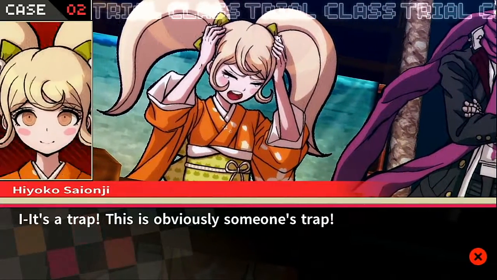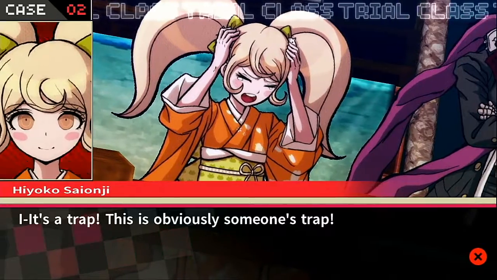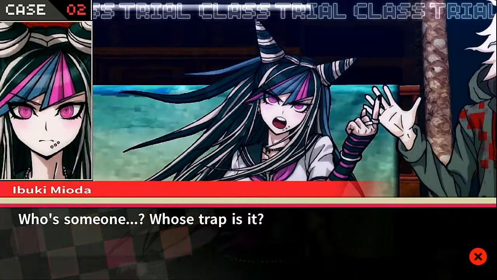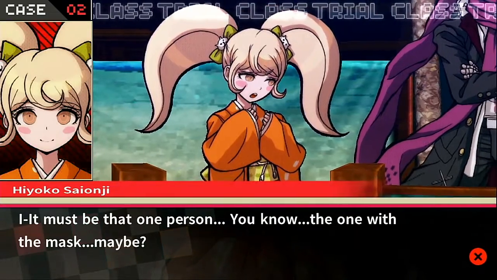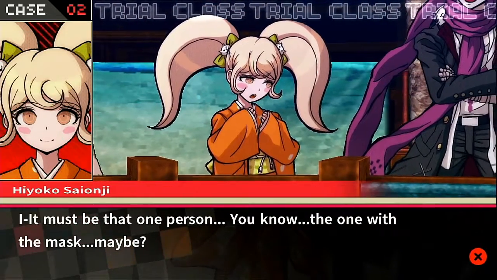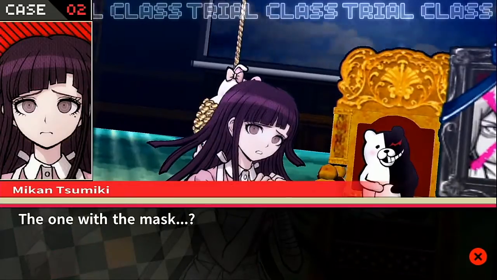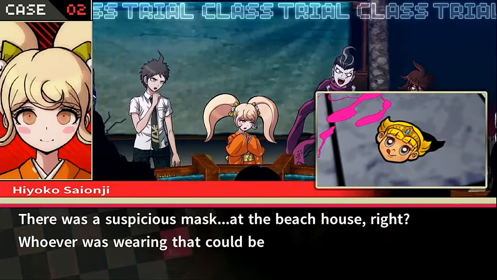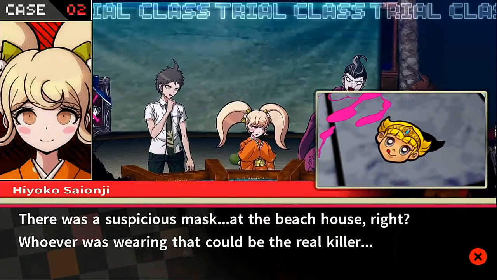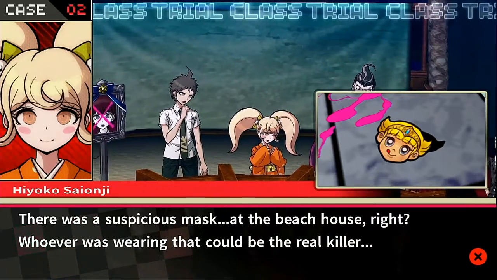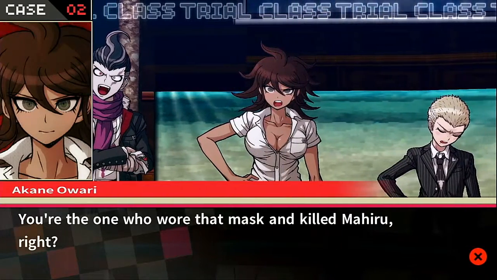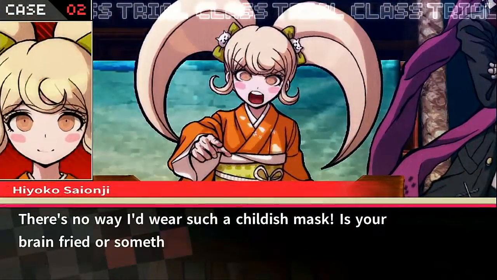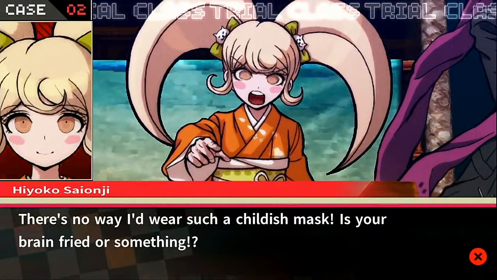It's a trap! This is obviously someone's trap! Who's someone? Whose trap is it? It must be that one person! You know, the one with the mask, maybe? The one with the mask? There was a suspicious mask at the beach house, right? Whoever was wearing that could be the real killer! You're the one who wore that mask and killed Mahiru, right? There's no way I'd wear such a childish mask! Is your brain fried or something?